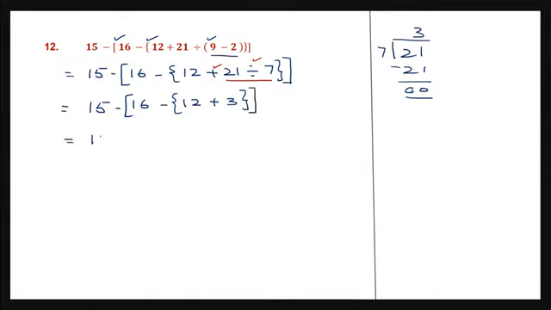Now we have 15 minus square bracket 16 minus, now we can open our curly brackets. Let's solve what is inside. 12 plus 3 is 15. So that's 15. Put back the square bracket. So here we have 15 minus, open the square bracket. 16 minus 15 is 1. So finally 15 minus 1 is 14. So that is our final answer.